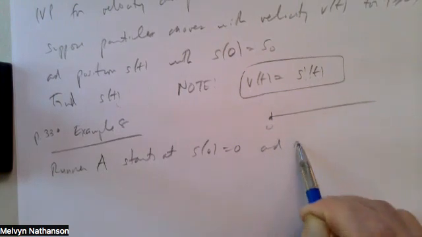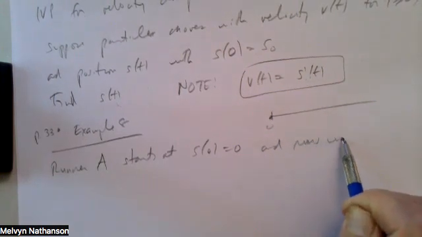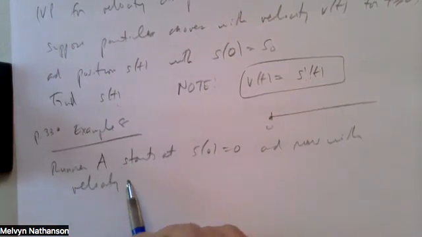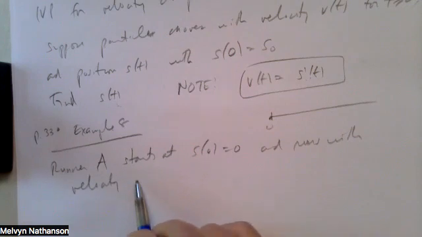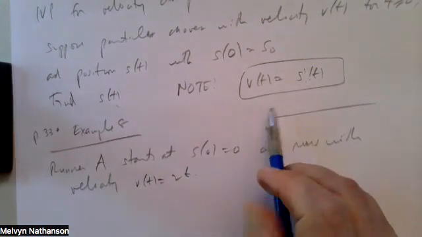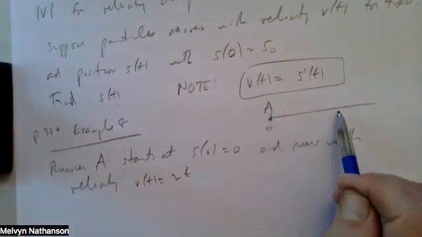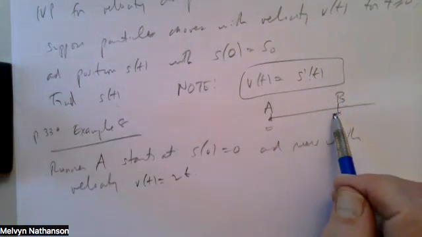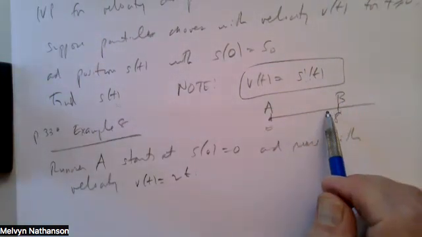and runs with the velocity, which is getting faster and faster. The velocity at time t is 2t. So this is where A starts the race. B starts the race 8 units ahead.